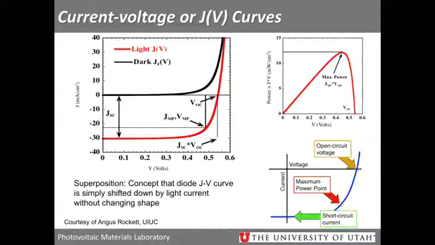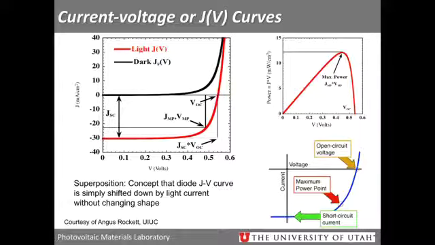Okay, so how do we characterize PV? The first, as I mentioned, these are diodes. So the most basic characterization is looking at the current voltage characteristics of a solar cell.